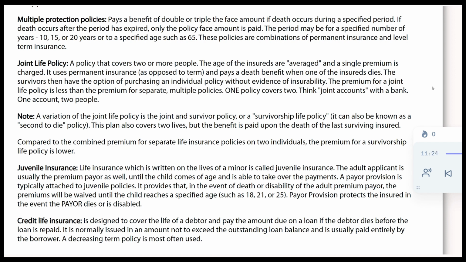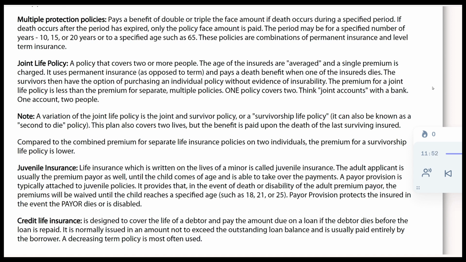One account, two people. Note: a variation of the joint life policy is the joint and survivor policy, or a survivorship life policy. It can also be known as a second to die policy. This plan also covers two lives, but the benefit is paid upon the death of the last surviving insured. Compared to the combined premium for separate life insurance policies on two individuals, the premium for a survivorship life policy is lower. Juvenile insurance. Life insurance which is written on the lives of a minor is called juvenile insurance.